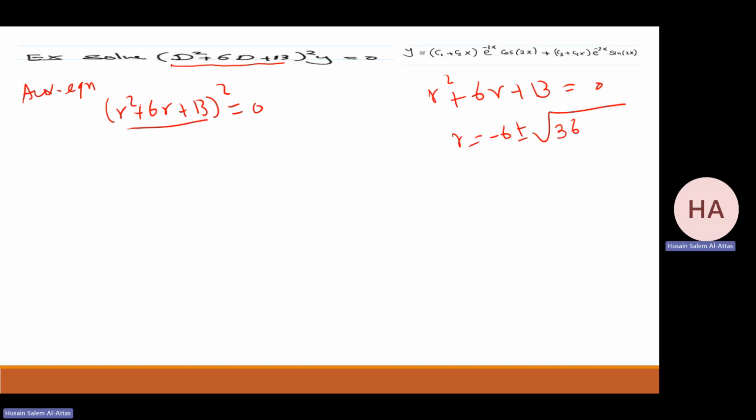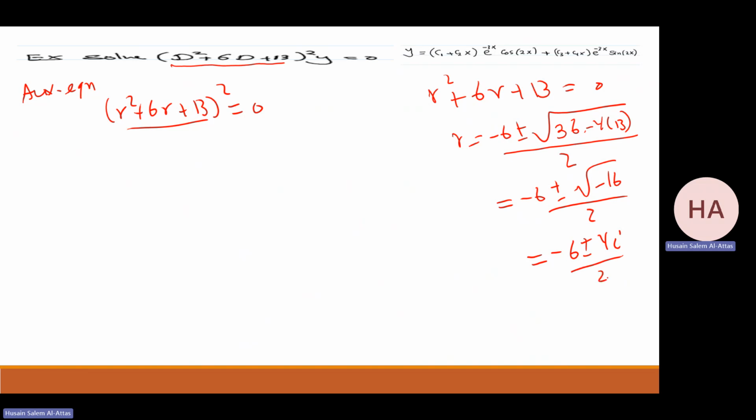Is it the same? No, there's a difference. Okay. 36 minus 4 times 13, over 2. That gives me what? Minus 6 plus or minus the square root of 36 minus 52. That's minus 16, over 2. So I have minus 6 plus or minus 4i over 2. That's minus 3 plus or minus 2i. So the roots are what? Minus 3 plus or minus 2i, minus 3 plus or minus 2i.